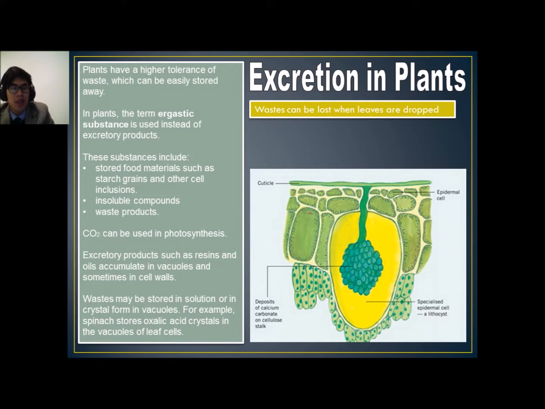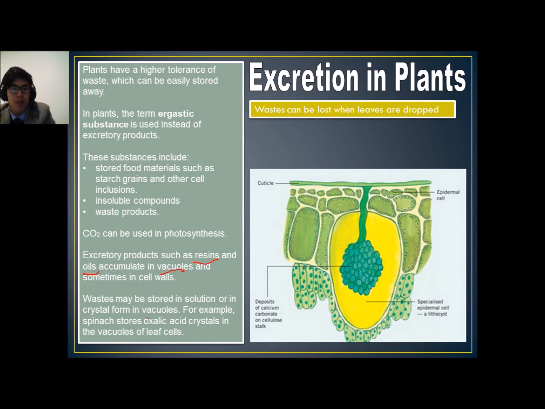So these substances include stored food materials such as starch grains and other cell inclusions, insoluble compounds, sometimes some nitrogen if it's not being used, and waste products. CO2 can be used in photosynthesis, so that's not technically a waste product. Excretory products such as resins and oils accumulate in the vacuoles and sometimes in cell walls. Waste may be stored in solution or in crystal form in vacuoles.